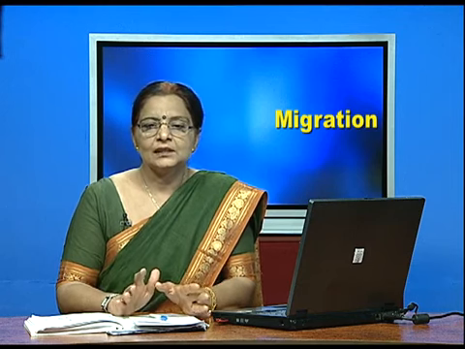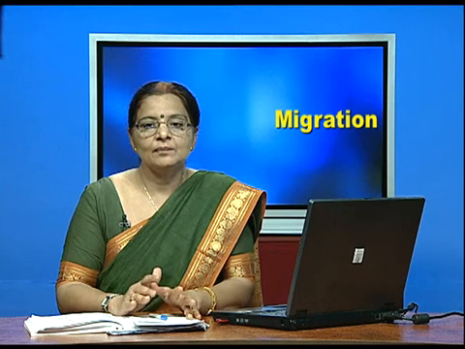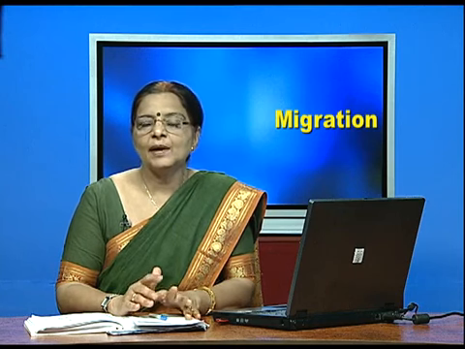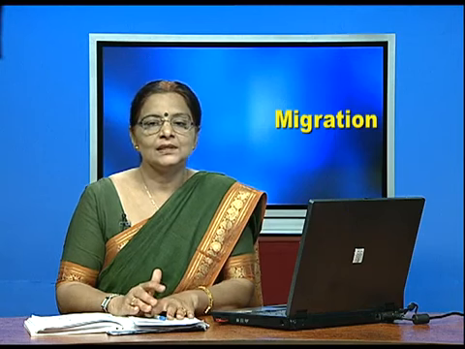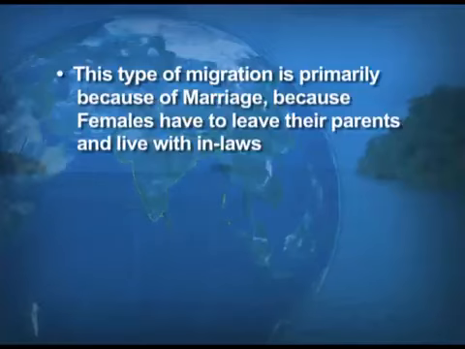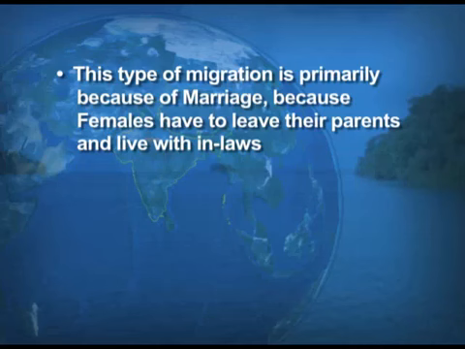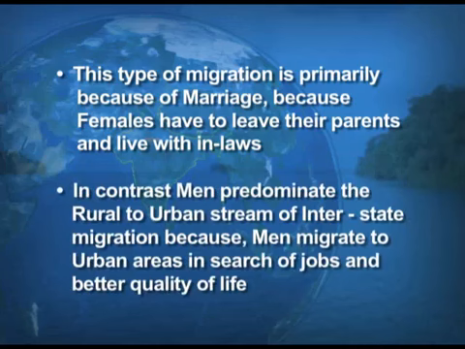So, in both the types of migration, the females predominate the stream of short distance, and that is very clear. The short distance migration may be because of the marriage reason or maybe some other natural calamity reason that the people migrate short distances. Now, this type of migration is primarily, as I have told you, because of marriage, because the females have to leave their parents and live with the in-laws. And in contrast, men predominate the rural to urban stream of the interstate migration, which is a long distance migration, and that migration is in search of jobs or a better quality of life.